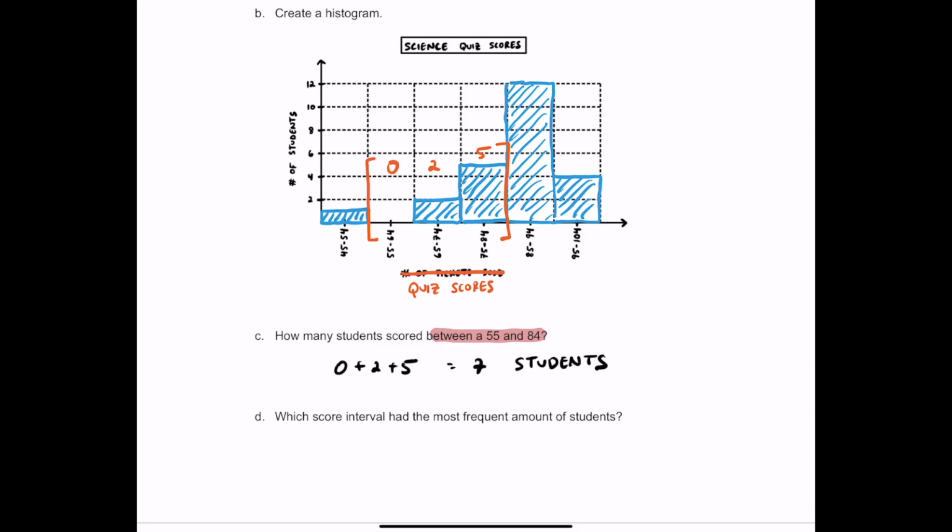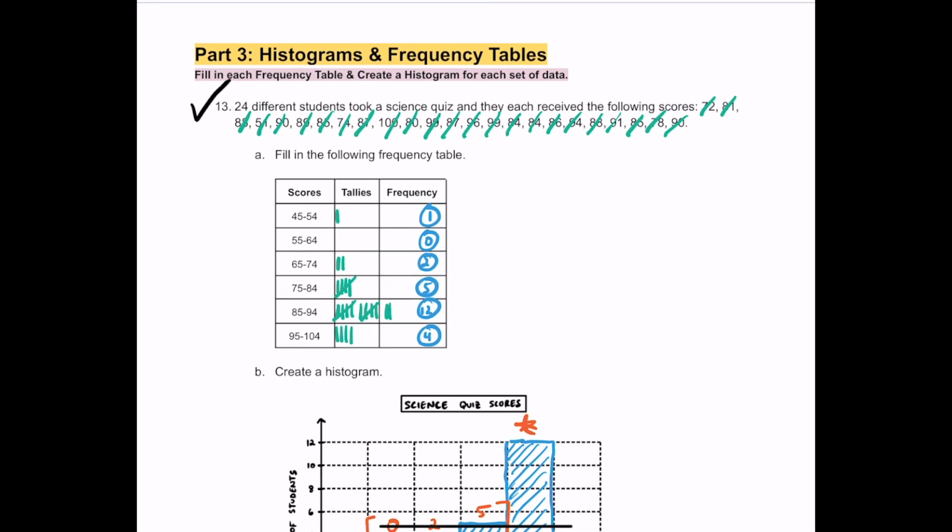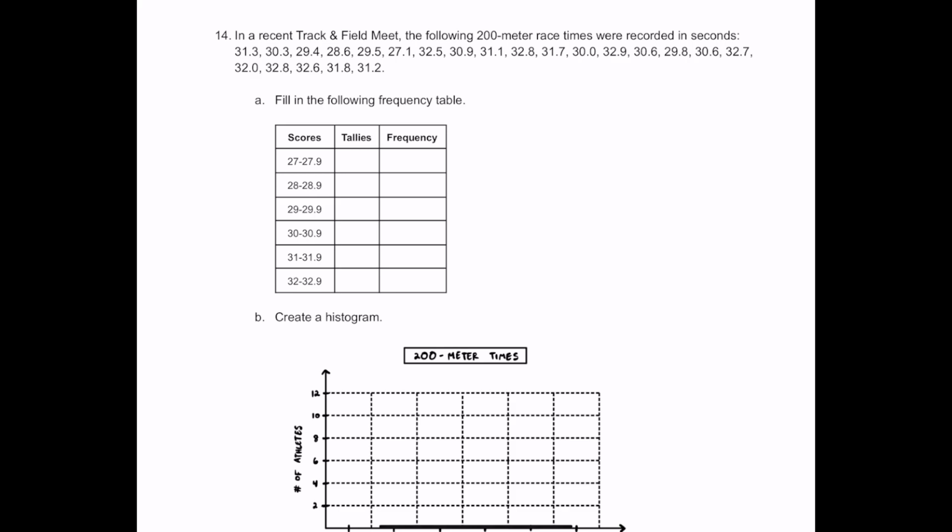Which score interval, for part B, had the most frequent amount of students? That one's clearly this interval right here, between 85 and 94. So most students got a score between 85 and 94 compared to the other intervals. Okay, there you have number 13. All done. Let's check out 14.